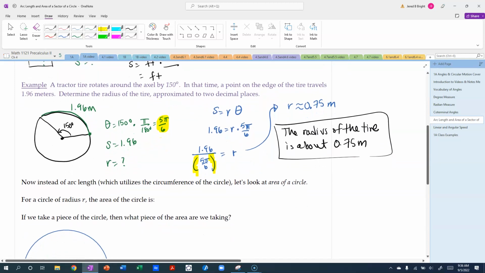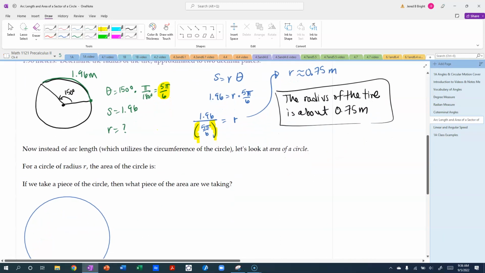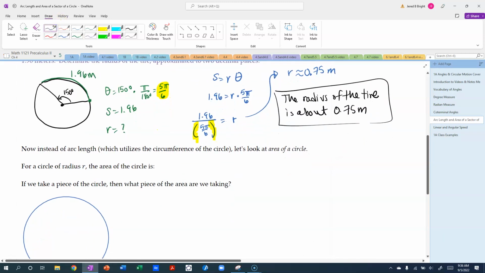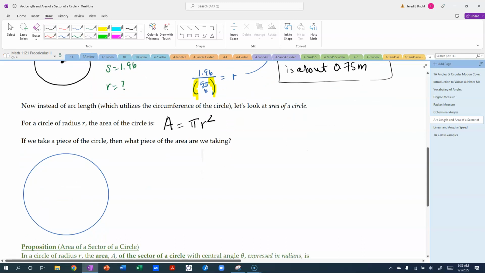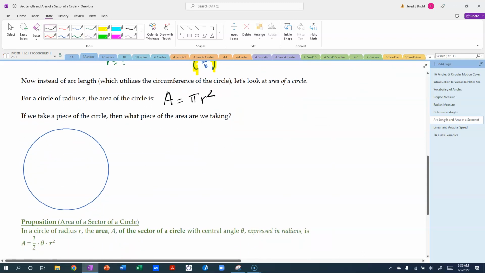Super helpful. Okay. Now we're going to switch gears and look at area. In case it's been a while, the area of a circle is given by the formula pi r squared. Then imagine we're taking a piece of the circle. You've taken a piece of cake, probably a bigger piece than you should eat because, well, cake is delicious.